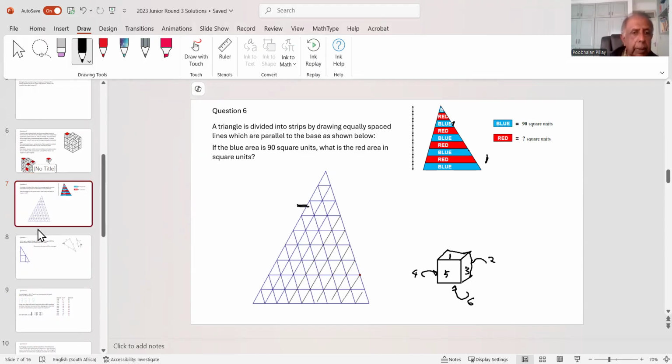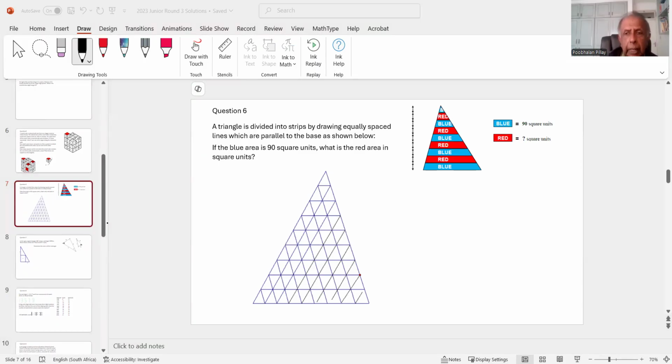Question 6 is saying the following. A triangle, this is the triangle here which is in the question, is divided into strips by drawing equally spaced lines which are parallel to the base as shown. So you got all these are equally spaced, and you got all these lines like that, right? And the alternate strips are painted the same color. So you got blue, blue, blue, blue, and red, so like this.